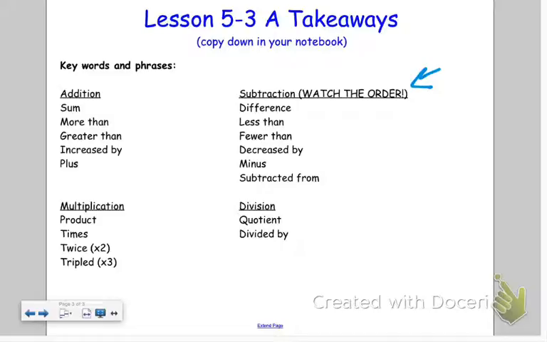Multiplication, usually you just see product or times, but sometimes we use twice or tripled to say, oh, times by 2. If you do something twice, you're doing it 2 times. Or if you triple something, you're doing it 3 times. So to tripled something means 3 times. And of course, division, there's not too many ways to describe it, just quotient, which is the answer to a division problem, or divided by.